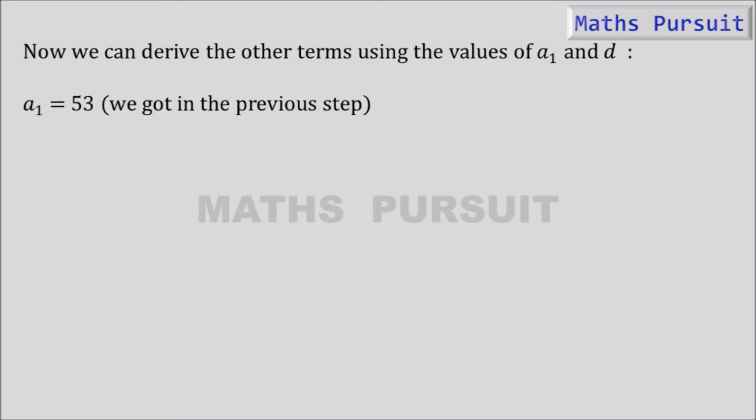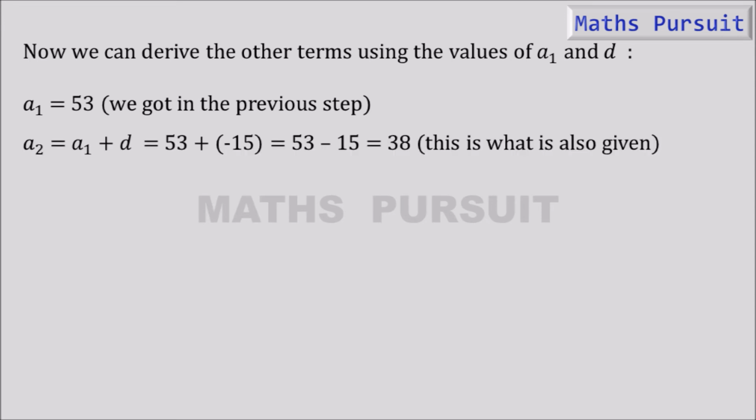A1 is equal to 53 we got in the previous step. A2 is equal to A1 plus D. Guys, we very well know that in order to find the next term, we need to add the common difference D to the current term. If we add common difference D to the current term, then only we will get the next term. That is what we are going to do here. So here A2 is equal to A1 plus D, that is equal to 53 plus minus 15, so that is equal to 53 minus 15, that is equal to 38.